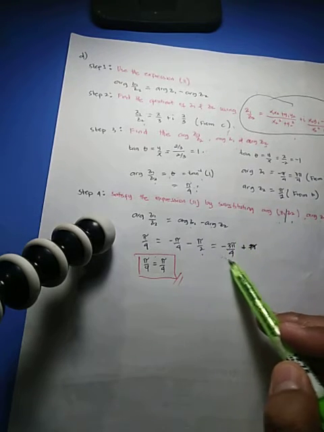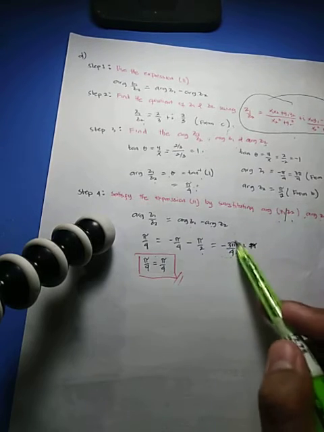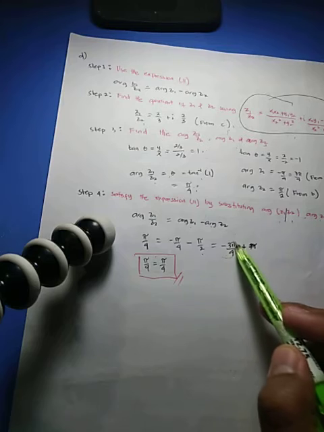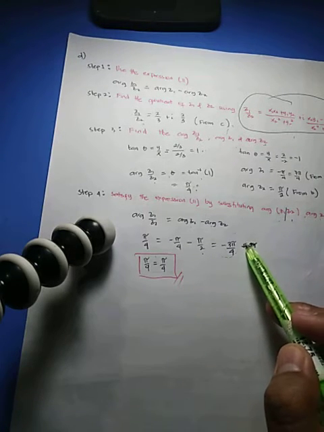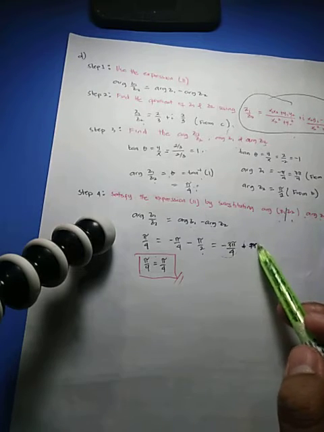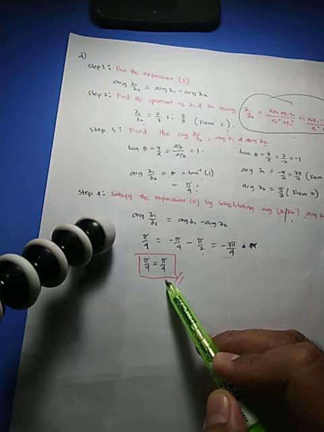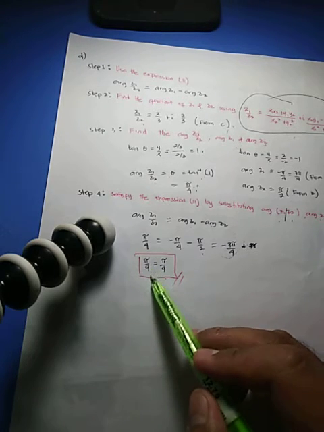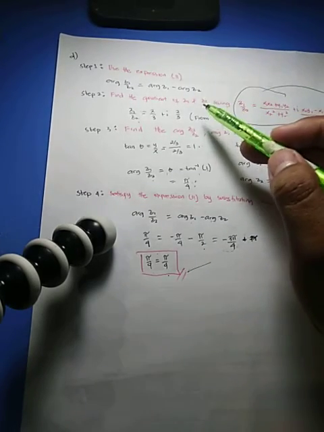But in order for us to convert this negative into positive, again, like what we did earlier, all you have to do is add a pi. By adding a pi, it becomes pi over 4 actually. Okay? So therefore, pi over 4 is equal to pi over 4. So our expression number 11 is correct.